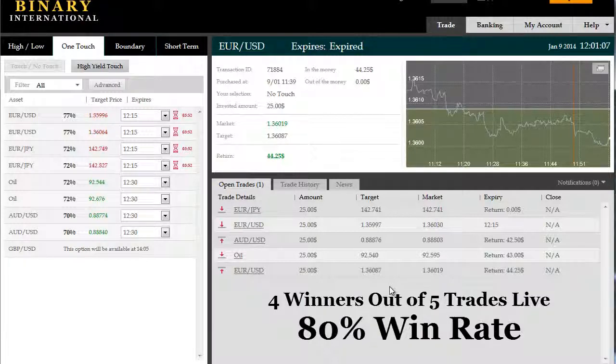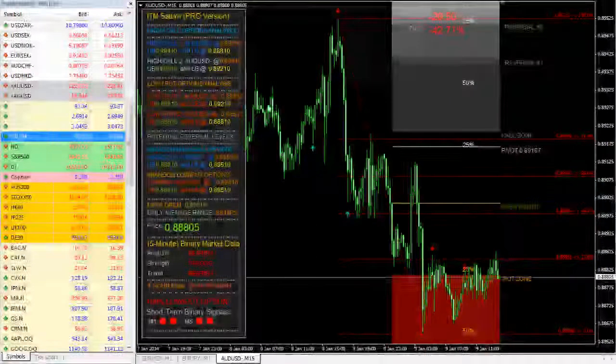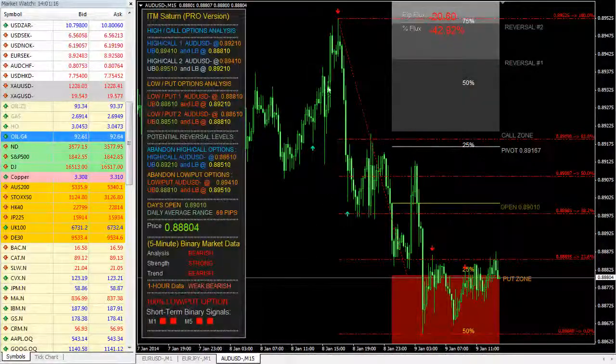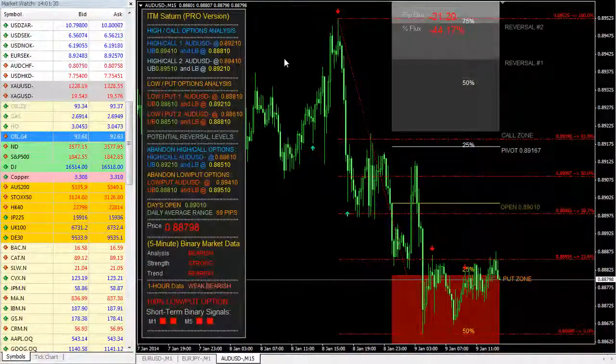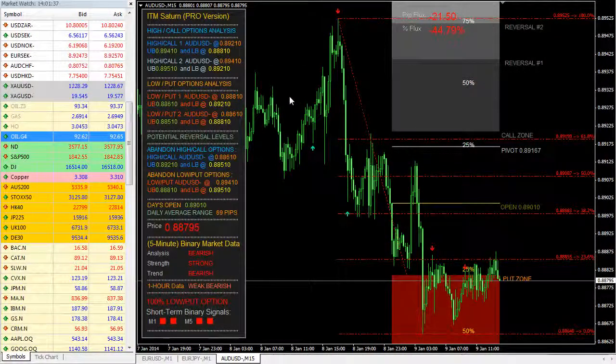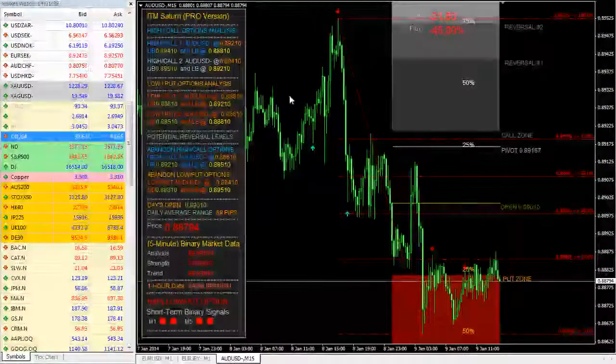They're a lot higher in probability than your 60-second and 5-minute trades, which can go either way due to fluctuations in the market. But ITM Saturn is built for all forms of time frame trading on binary options. So you can go one touch, no touch, you can go high, low. It's preferable though to use one touch, no touch and longer term trades that last at least 45 minutes or end of day. One touch and no touch are shorter term. They usually last between 15 minutes and 30 minutes. So these are high probability ways of trading the market in binary options.